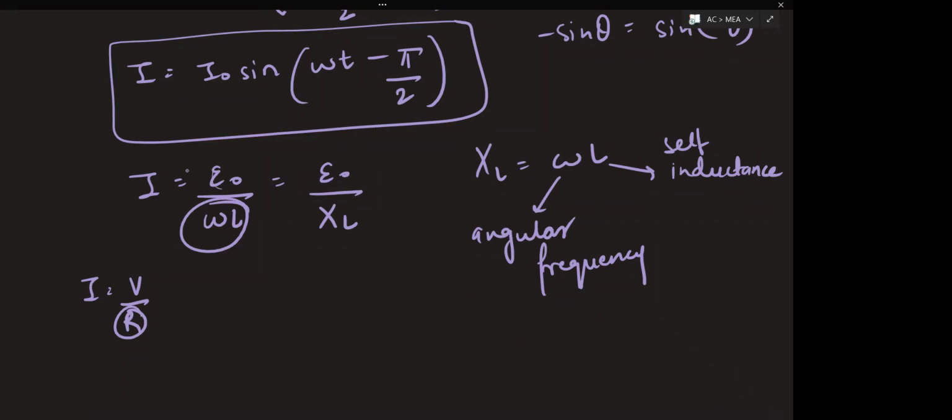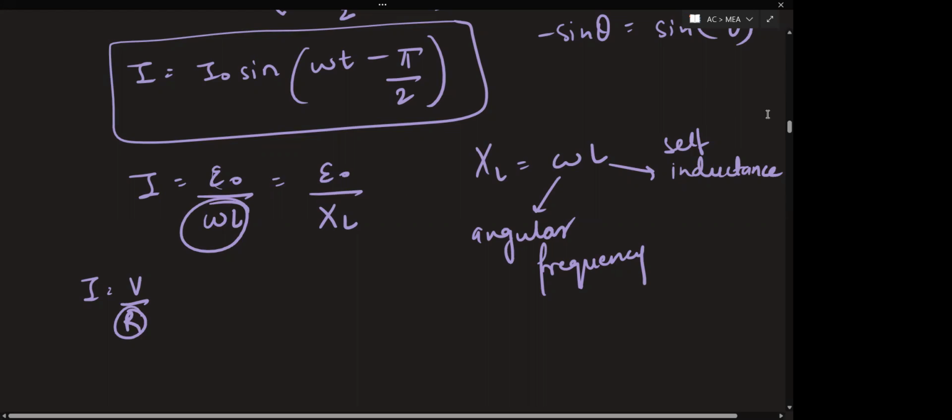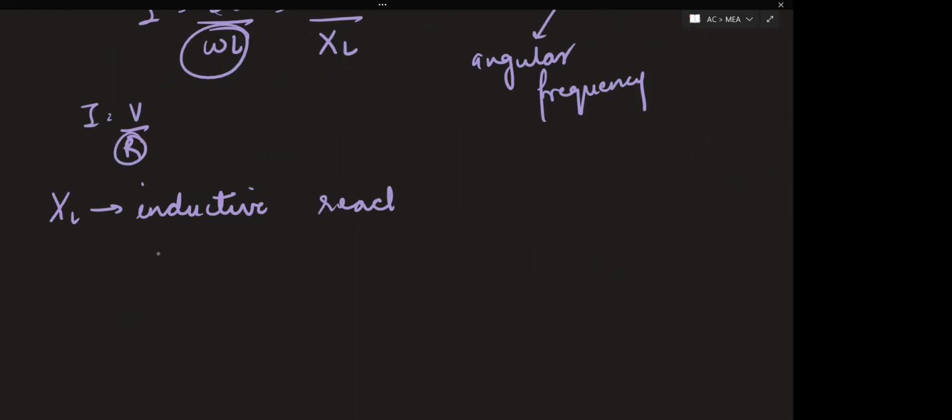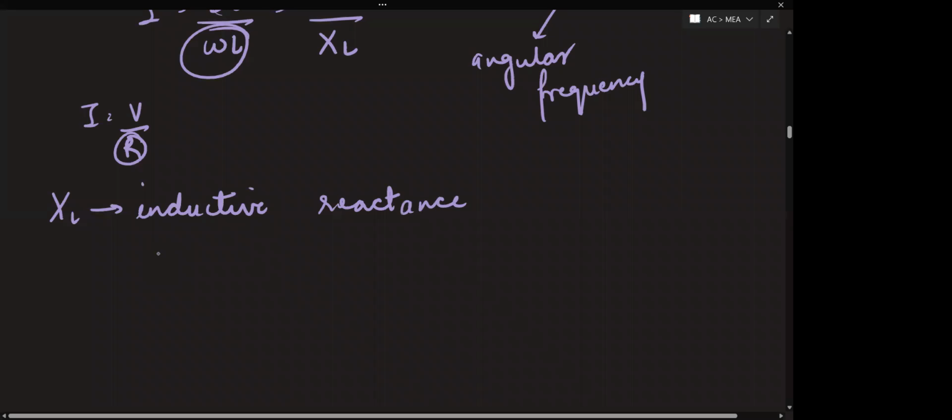This means it is a measure of the effective resistance that is offered by the inductor to the flow of AC. And that is known as the inductive reactance. This XL is known as inductive reactance. In case of resistor, that was resistance, capital R. In case of inductance, when inductor is connected, that becomes inductive reactance. This is XL.